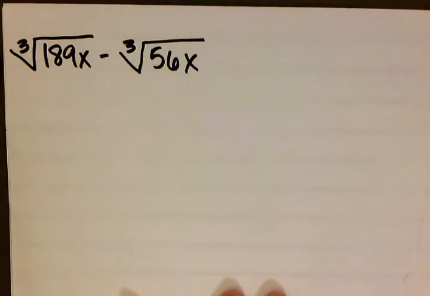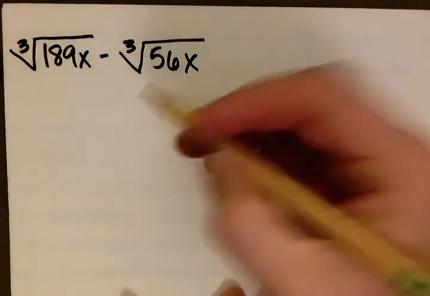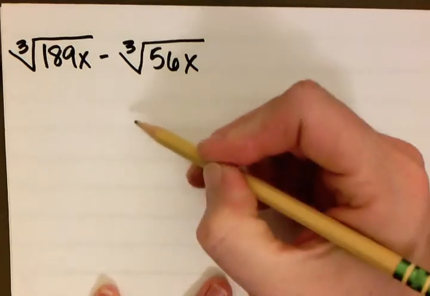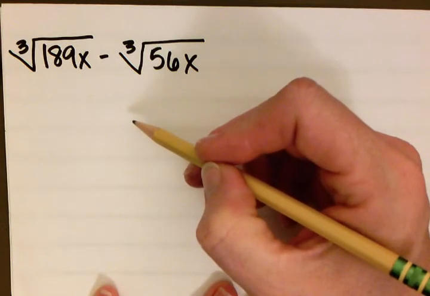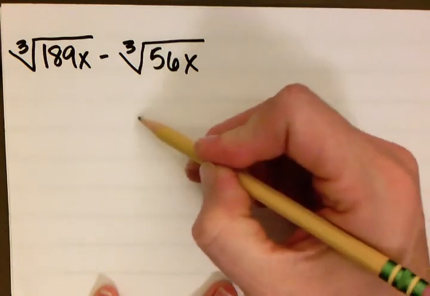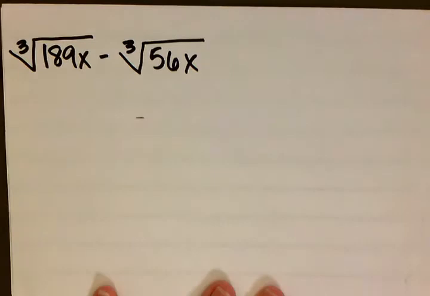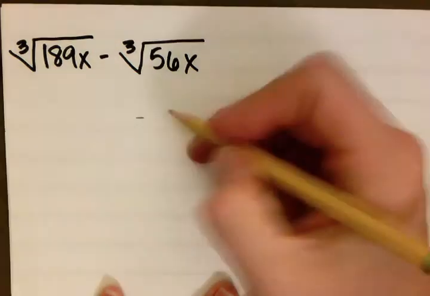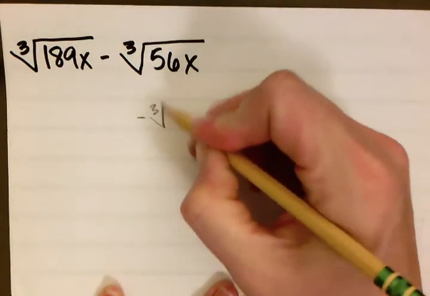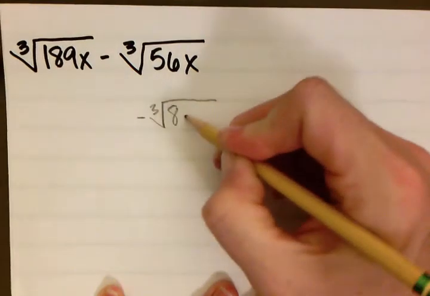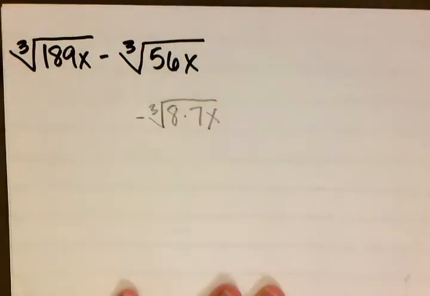189 is a little bit strange, so let's go ahead and think about 56 first. We know we're going to subtract the cube root of 56x from the cube root of 189x. 56 is pretty common with our multiplication tables. We have an 8 times 7, and we know that 2 cubed is 8, so we can go the cube root of 8 times 7x.